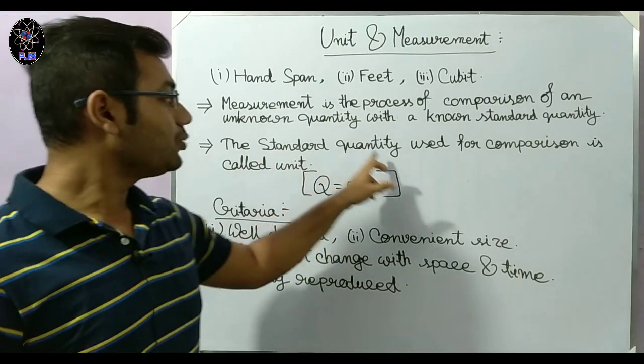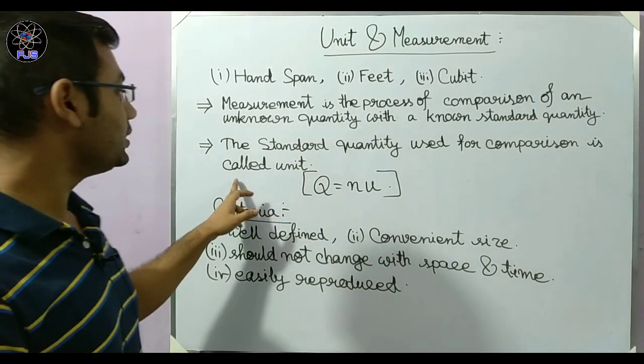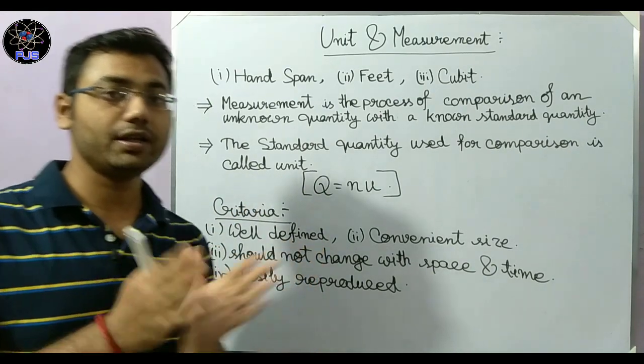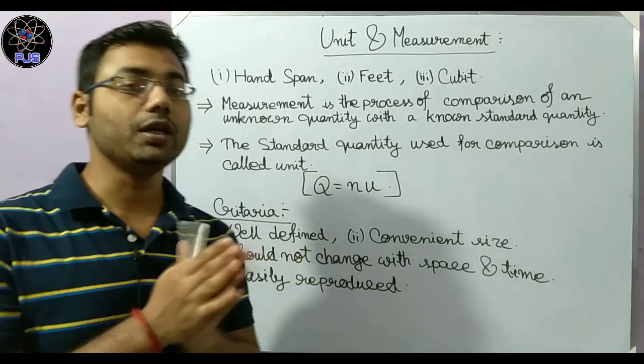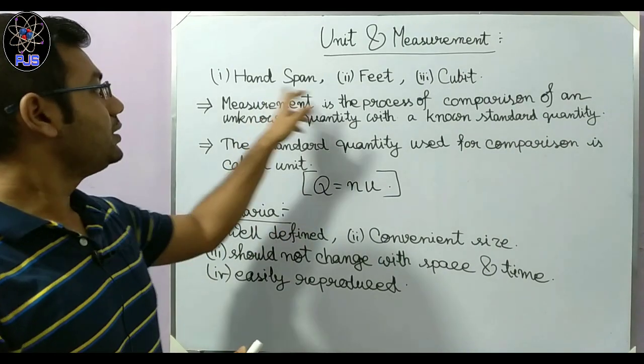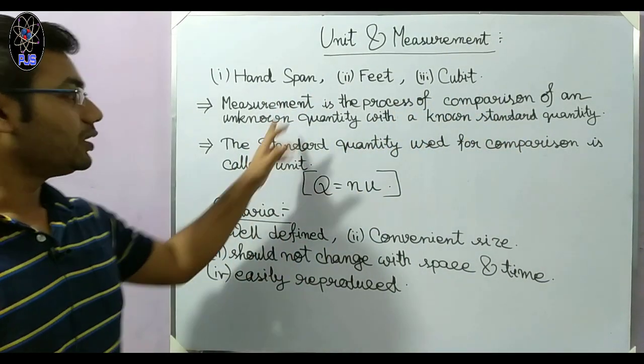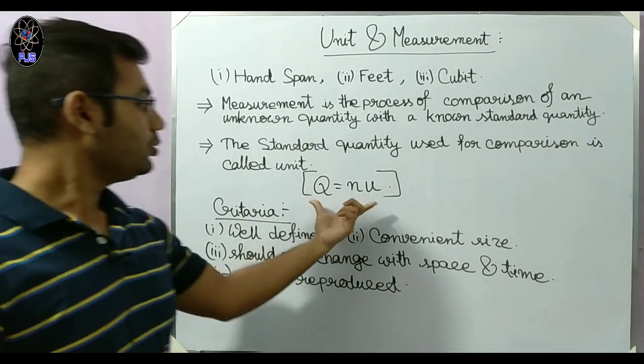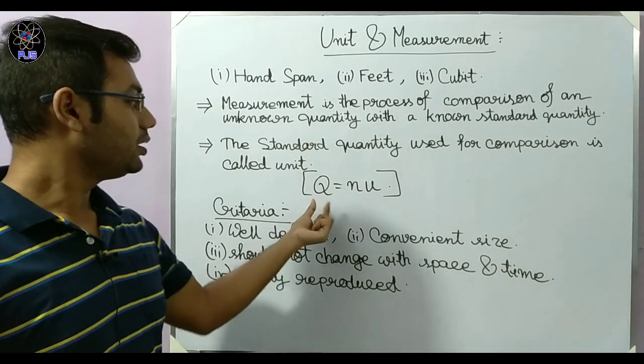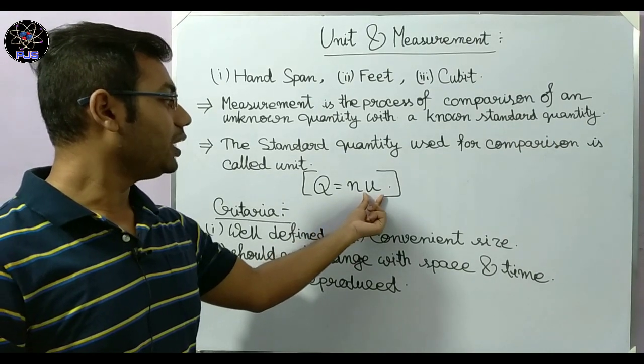The standard quantity used for comparison is called unit. Whatever is taken as standard, we call that unit. Like this type of unit. Okay. Hope you understand. Now here you can see that capital Q equals n into u.